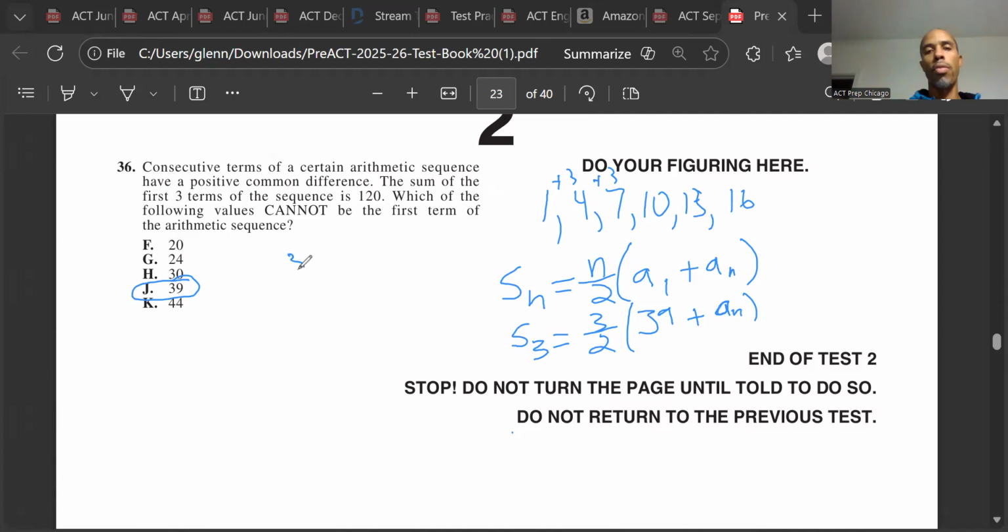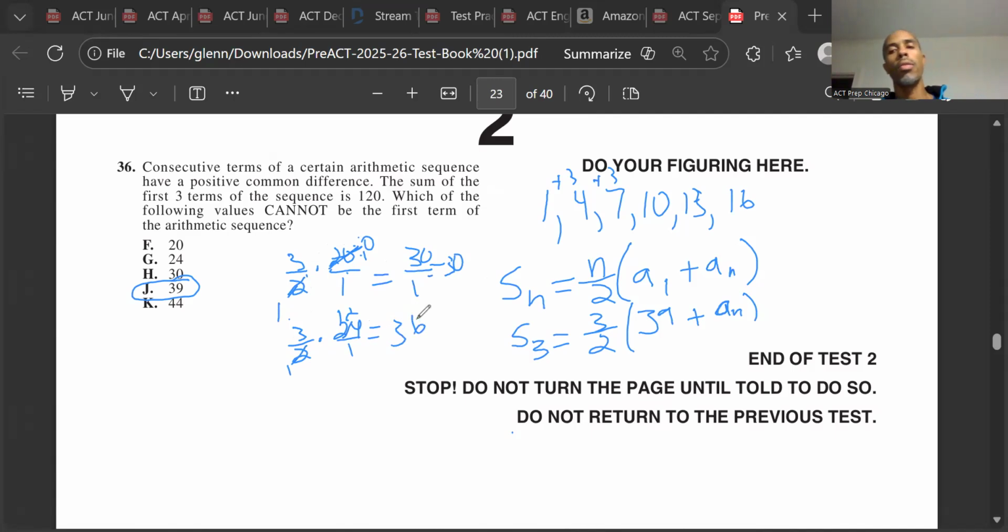You see that? Because if we do 3 over 2 times 20, these are going to cancel. We get 1, we get 10, and then that's 30 over 1, which is 30. And then we do 3 over 2 times 24. That's 1, that's 12, that's 36, right? So all of these, plus whatever that last term is.